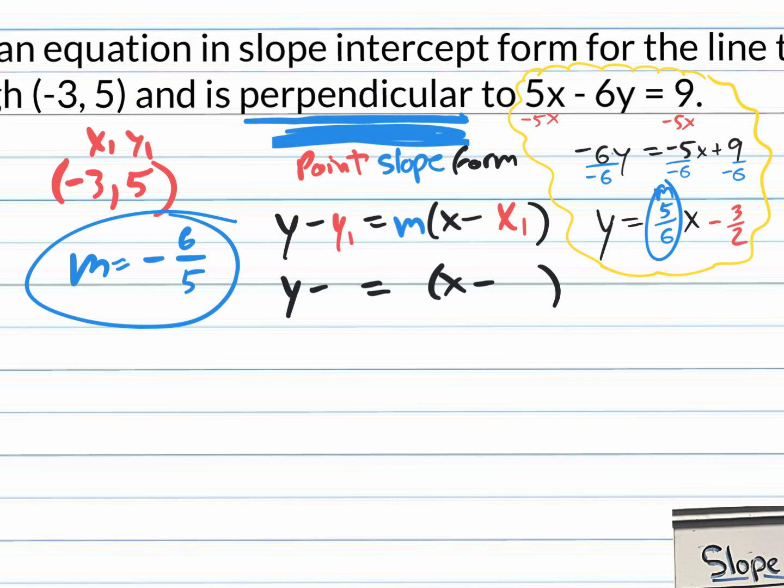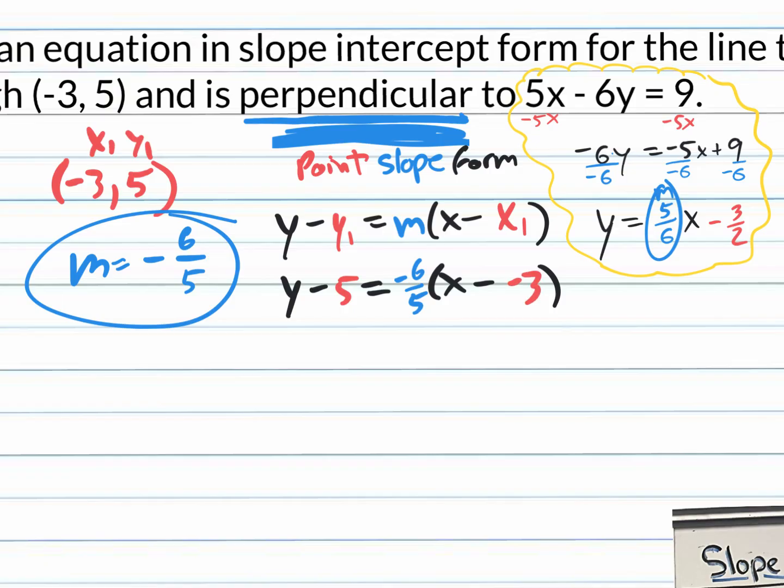The y1 value is 5. The m value is negative 6 over 5. Normally we get the slope using the slope formula. Right here, we got the slope because of the word perpendicular. Once we see the slope, it's a negative reciprocal, which is negative 6 over 5, which is our slope. And obviously x1 is negative 3. So we plug in a negative 3.